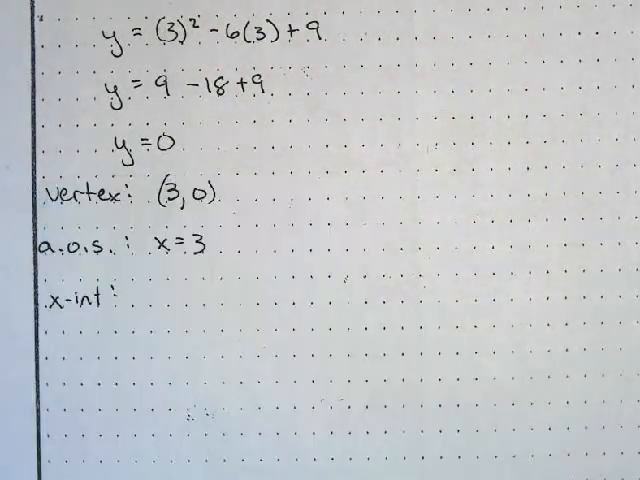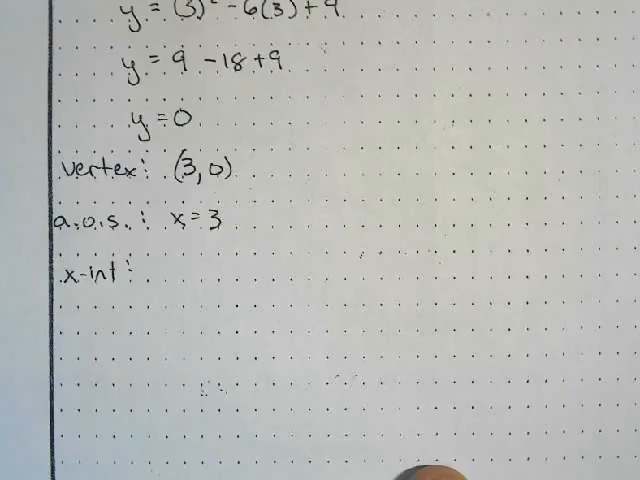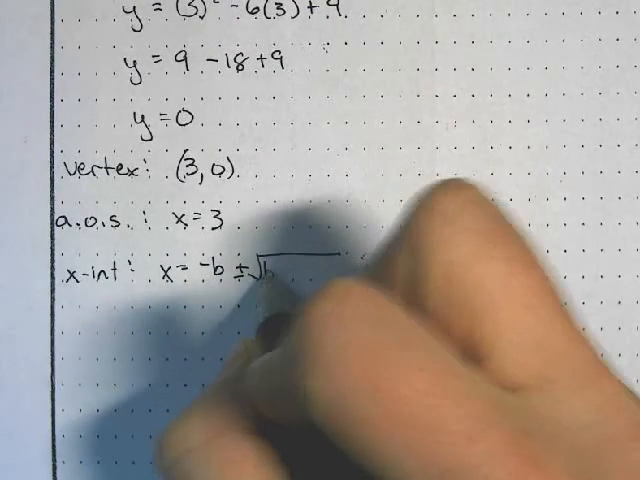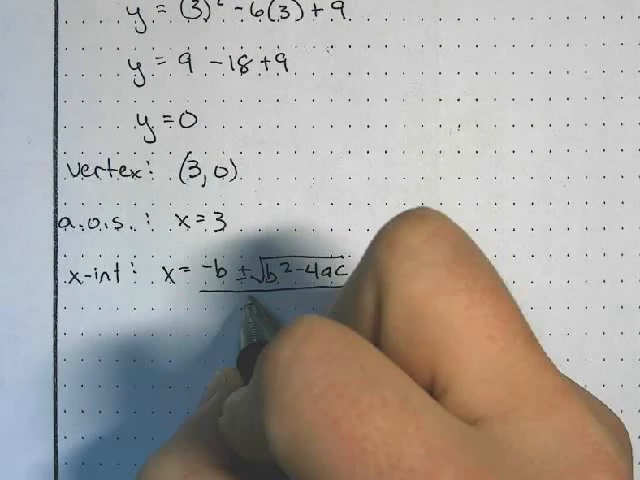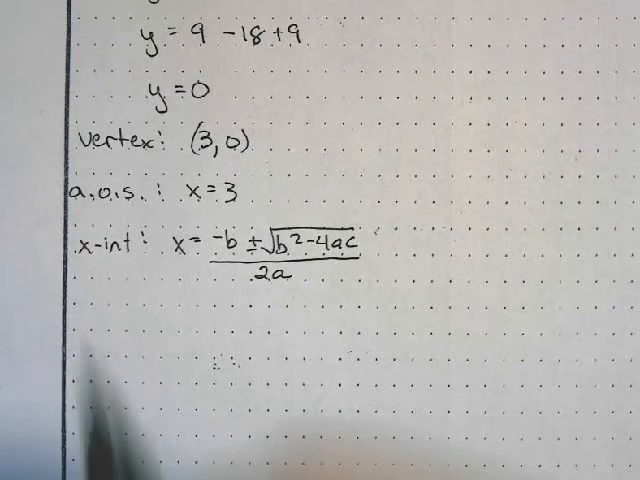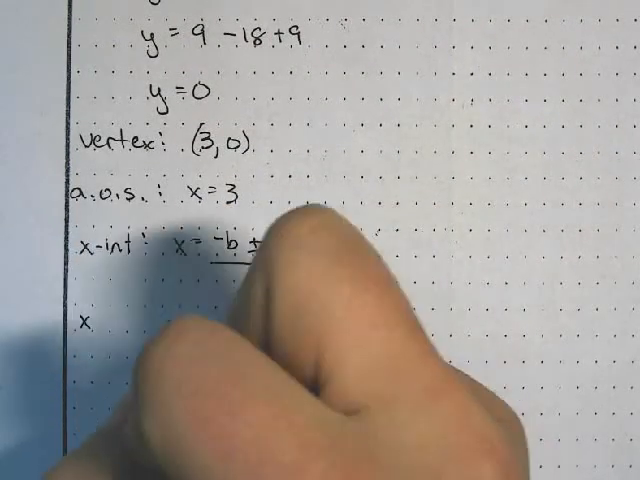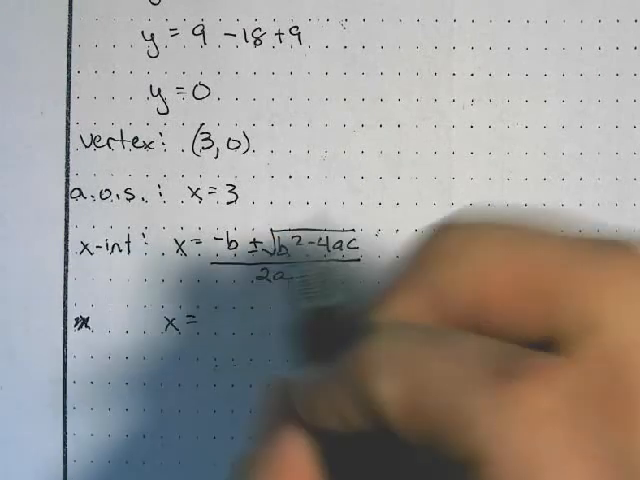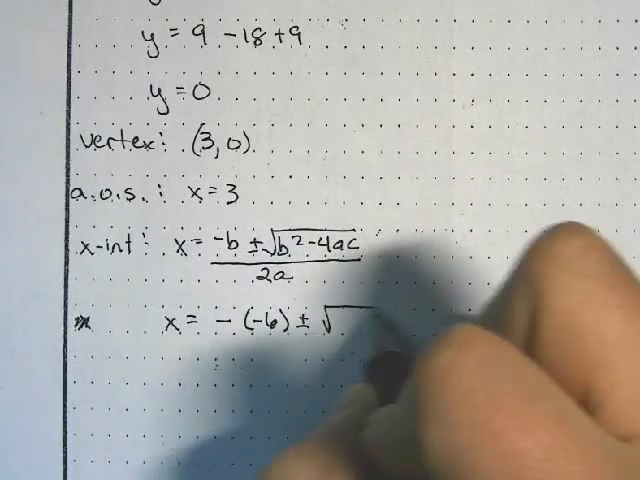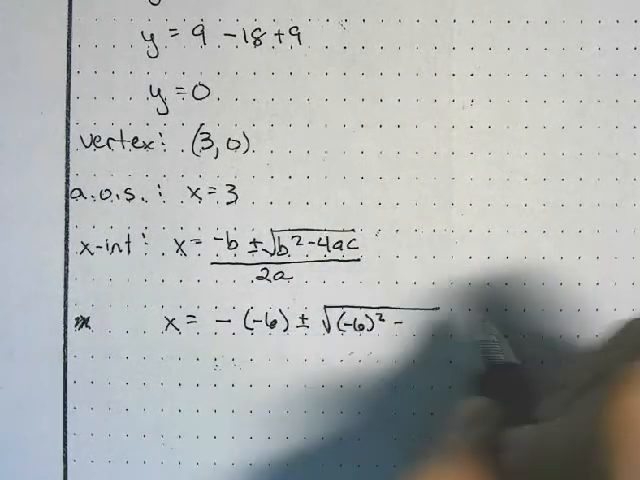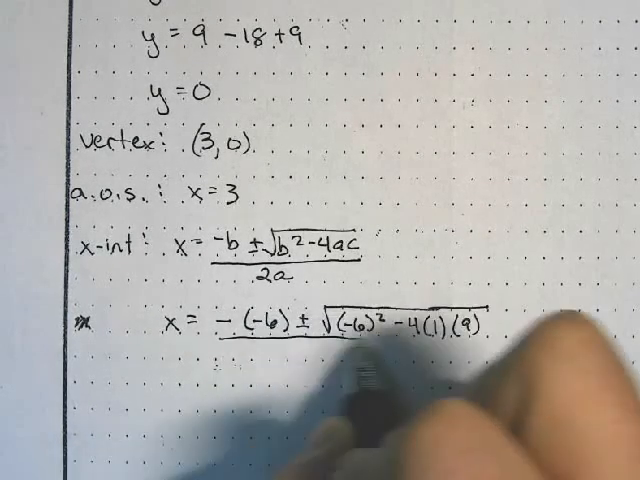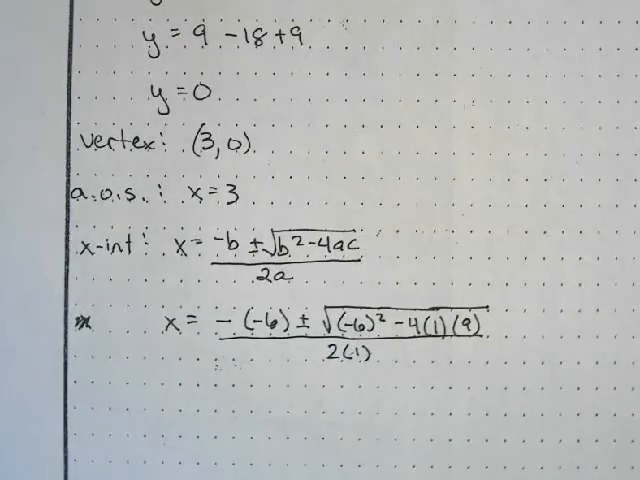X-intercepts. Let's go ahead and just practice using our quadratic formula. So we have x equals negative b plus or minus the square root of b squared minus 4ac, all over 2a. Now I'll plug in my values and we'll simplify. So I get x equals negative 6 plus or minus the square root of negative 6 squared minus 4 times 1 times 9, all over 2 times 1.